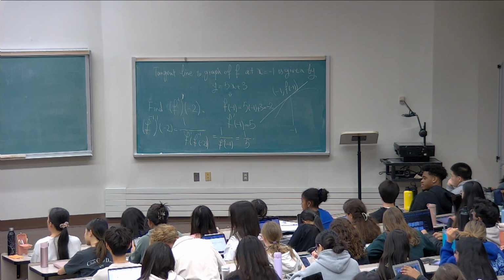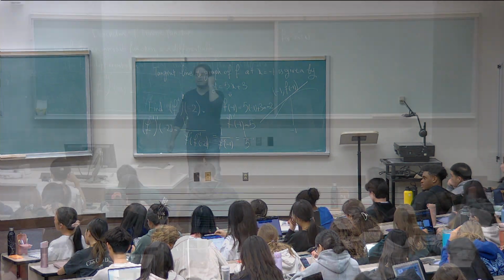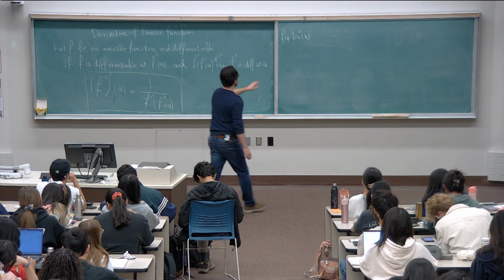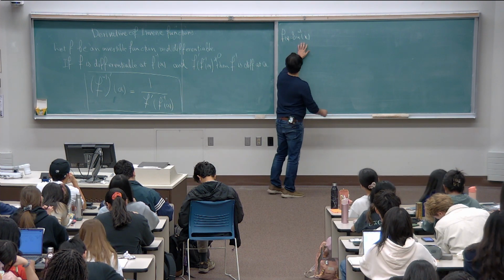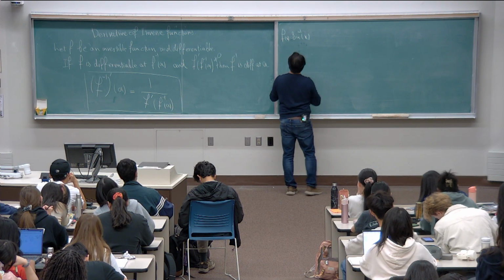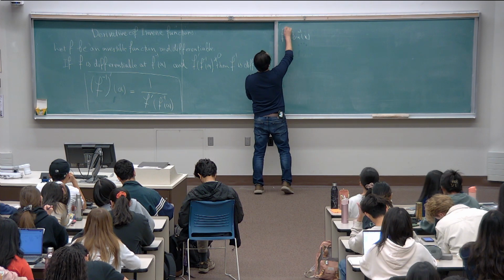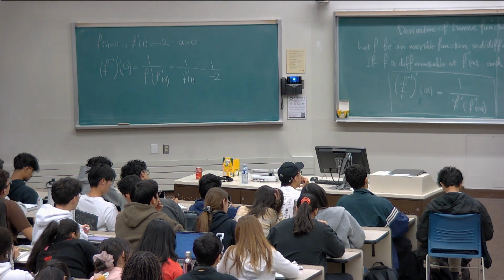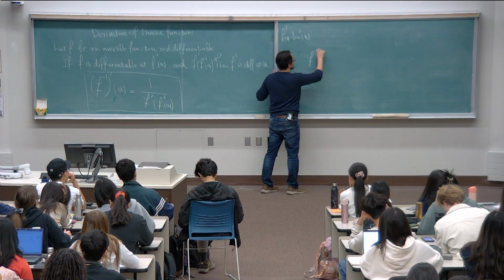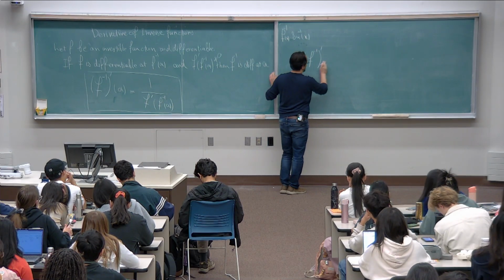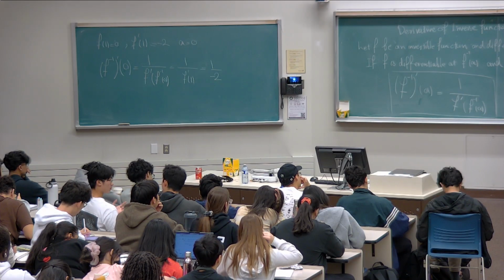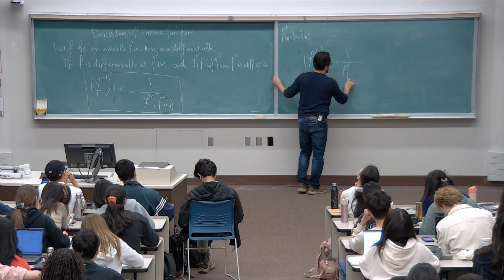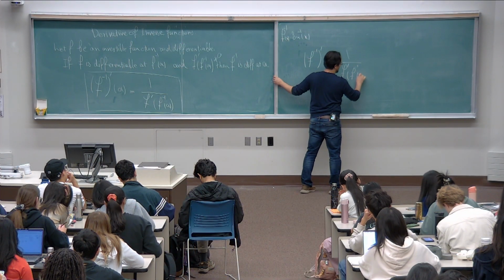Okay, I want to find the derivative of this guy. Well, this is the inverse of sine. Yeah, f of x is that. So now we want to find this. So f inverse prime at point x is 1 over f prime at point f inverse of x.